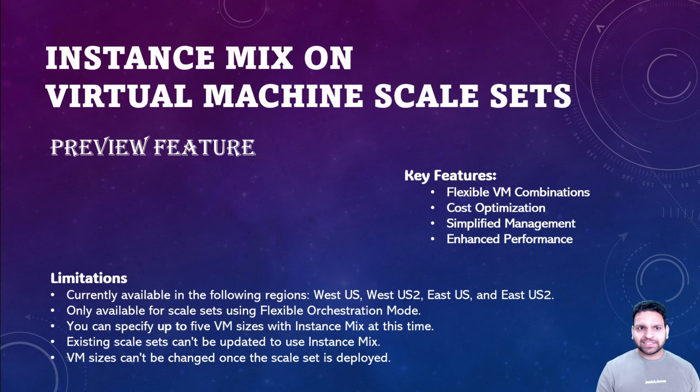So now let's talk about instance mix on virtual machine scale sets. First of all, it's a preview feature, and to use it, you have to enable this feature in your environment. So what are the key features of instance mix? It has flexible VM combinations, so you can mix and match different types of virtual machines in the VMSS. The second one is cost optimization. Based on the type of application, if your application is less demanding, you can use general purpose virtual machines. And if your application requires CPU intensive or memory intensive virtual machines, you can use those in that case. So all these virtual machines can be mixed and used in a single scale set.